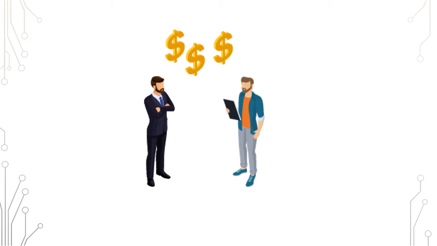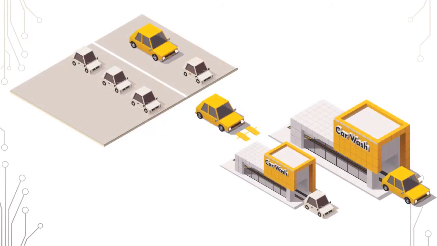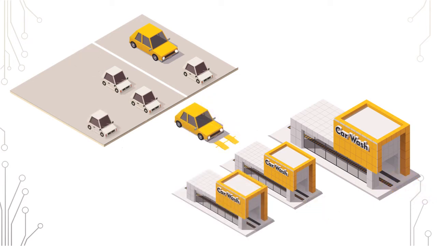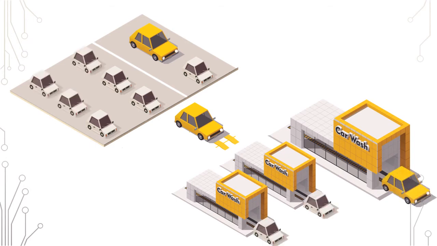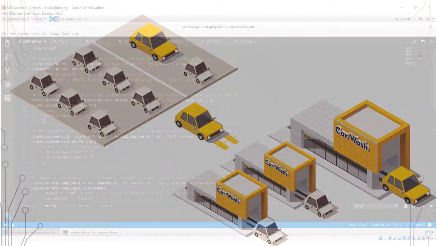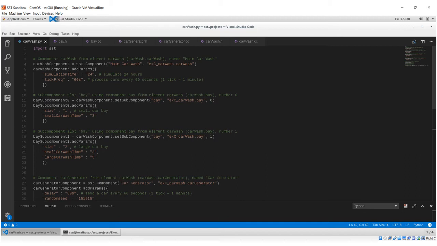The investor has decided to invest a large sum of money into the car wash, but in return, expects to see a return on his investment. The car wash owner now needs to decide how best to invest this money. He's decided to use a model to simulate a few options. Options might include buying new equipment that washes cars faster, adding a new bay. Or perhaps both. So let's take a look at the code.